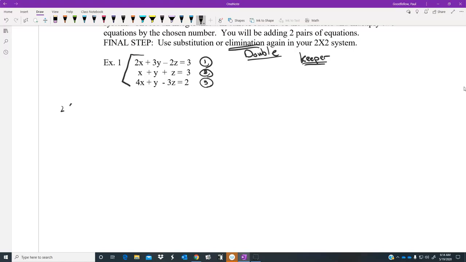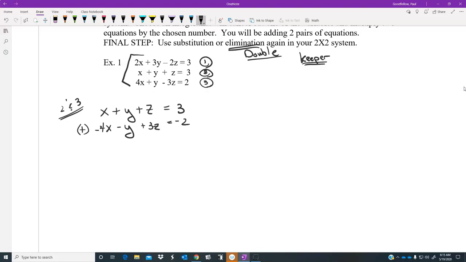and I'm going to go for a 2 and 3 combination. That means equation number 2 and equation number 3. And I'm going to write equation number 2, which is x plus y plus z is equal to 3. And I'm going to write equation number 3 underneath it, but I'm going to make this elimination an addition. And if I ran a negative through this entire deal, like you would do in elimination, this would be negative 4x minus y plus 3z is equal to negative 2.